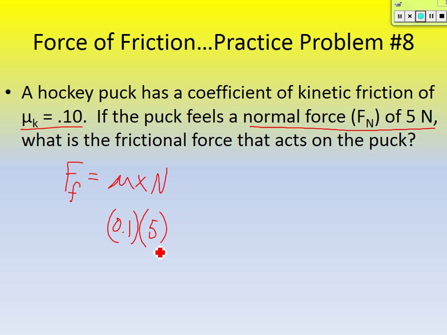What's 0.1 times 5? 0.5. Is equal to 0.5. Now it's a force. Friction is a force, so what units would I have? Newtons. Okay? Yeah. All forces have the same units. It's newtons. Very good. 0.5.